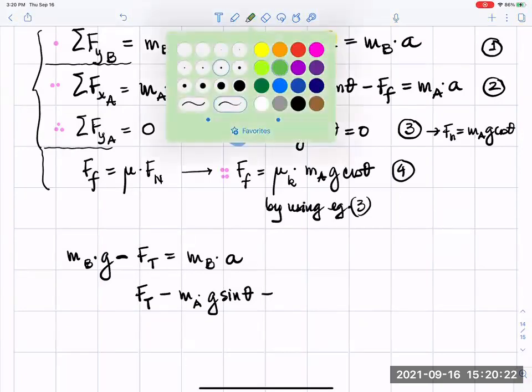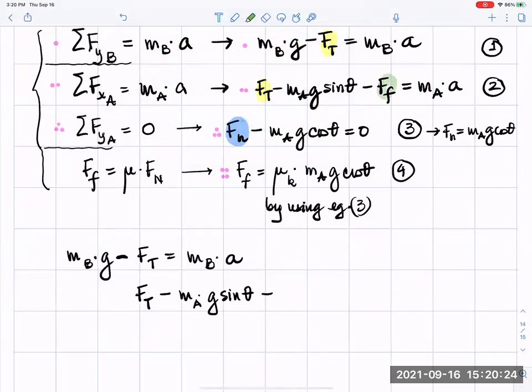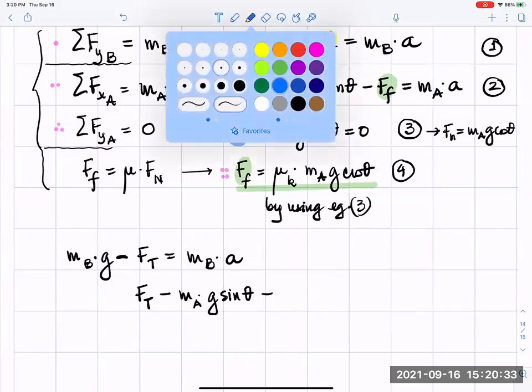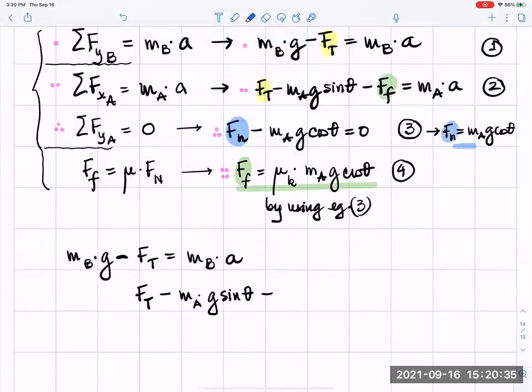I'm going to highlight it with green. See this force of friction right here? I'm going to replace it with what I got from number 4. So just remember that that was key. And the other one was my Fn, which I put down here.